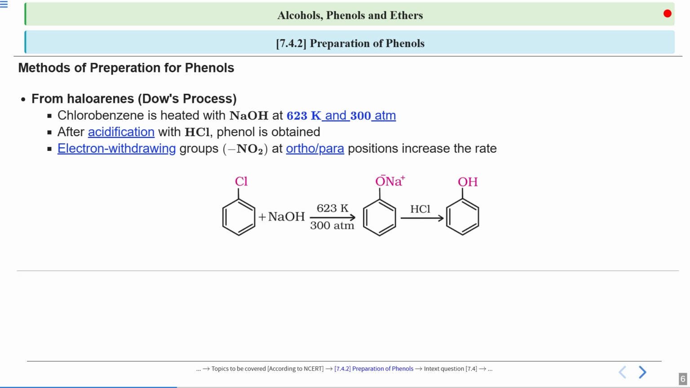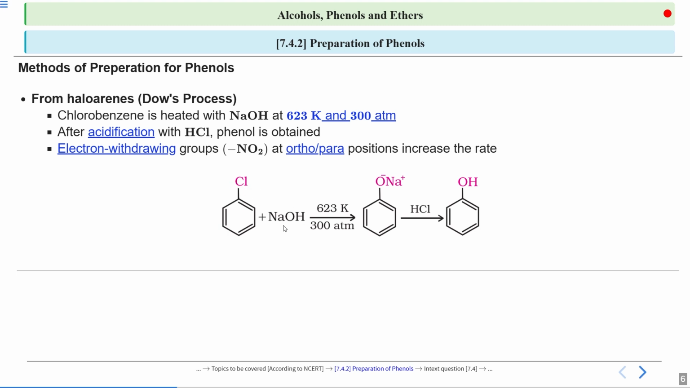So let us look at the process. First we have a haloarene. In this case we have chlorobenzene, so a chlorine is attached to this benzene ring. And we have a base, that is sodium hydroxide, NaOH. Now we know that chlorine is a good leaving group. So chlorine will leave from this ring.